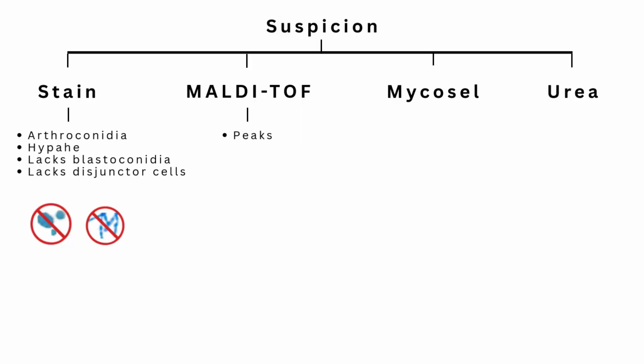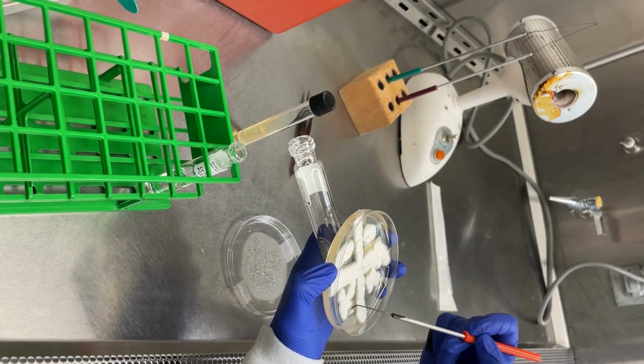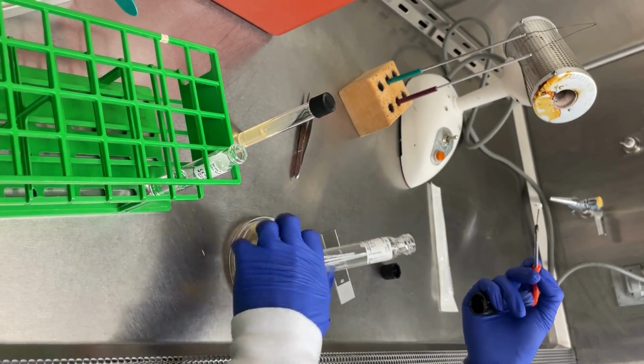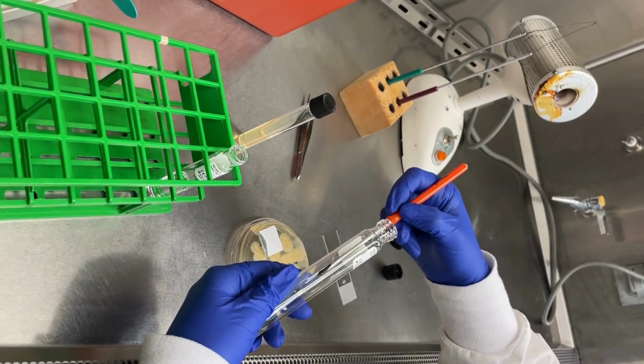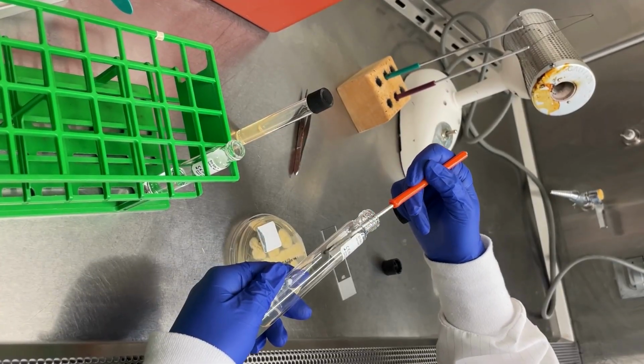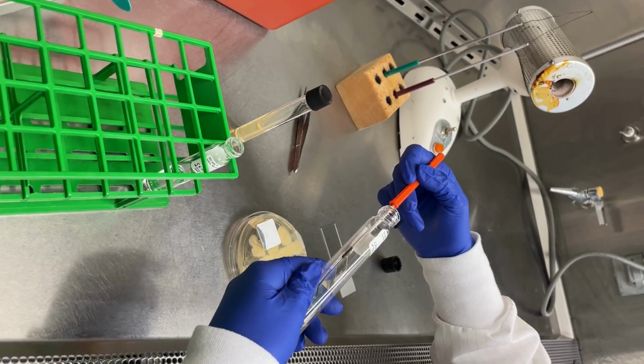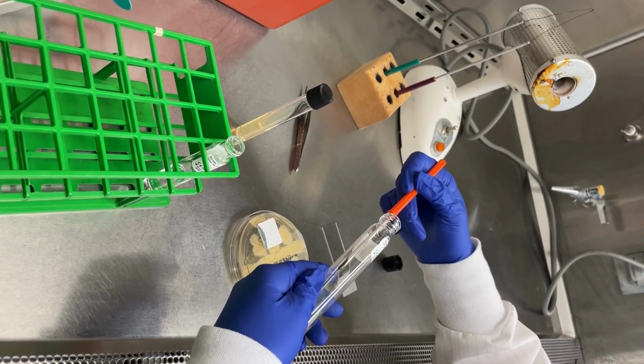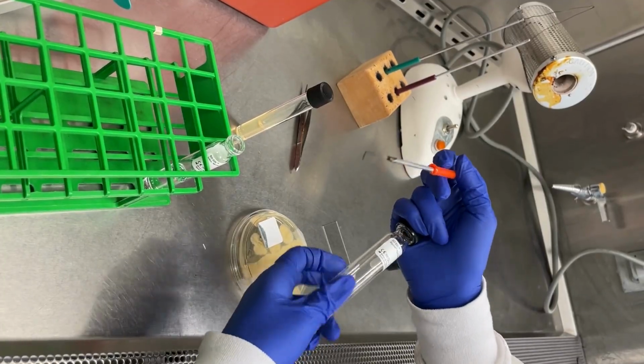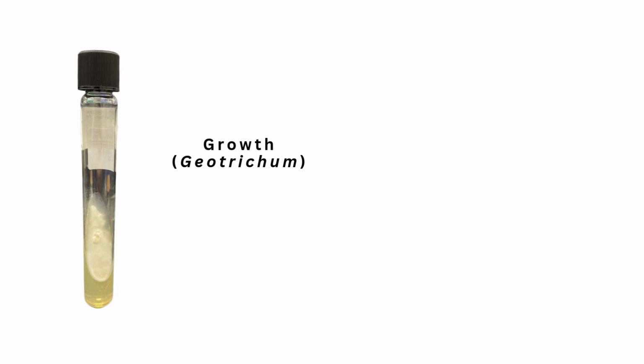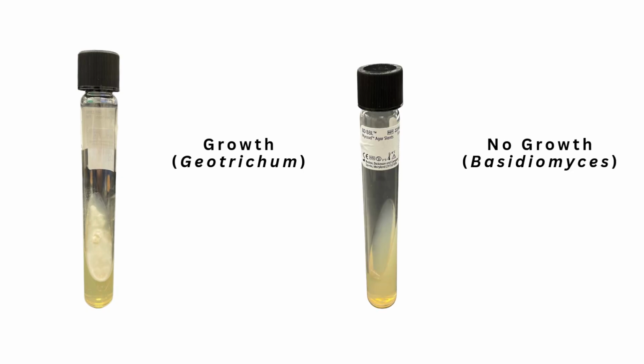If MALDI ID is unable to identify the organism, then setting up additional media may be deemed helpful. Mycosel agar, a media with the active ingredient cycloheximide, inhibits faster-growing saprophytic fungi, and the chloramphenicol inhibits bacteria. Inoculated and left at 30 degrees Celsius, it will show growth on the media within 48 hours, which in turn would rule out similar-looking organisms such as basidiomycetes.